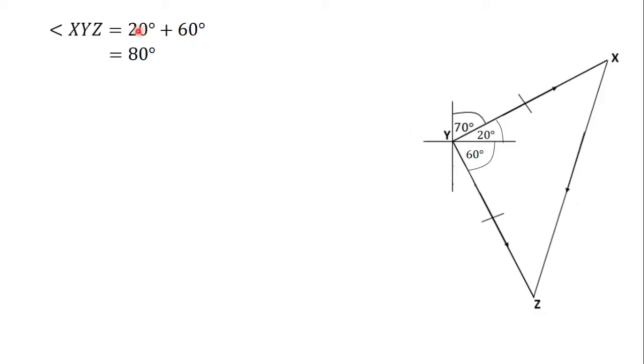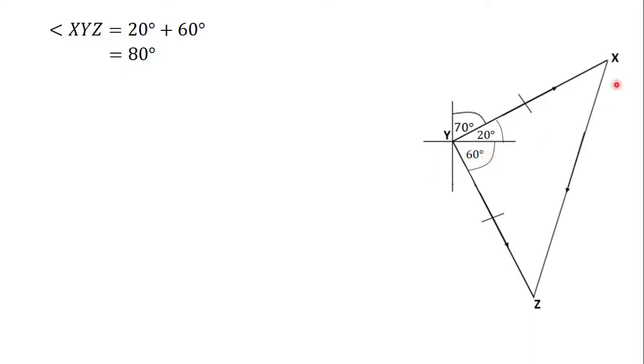So we can say that from the diagram, angle XYZ, which is this angle, is 80 degrees. 20 degrees plus 60 degrees will give us 80 degrees. If you watch the video on Introduction to Plane Geometry, I explained how to name angles there, so you understand why this angle is called angle XYZ. So we have this to be 80 degrees.